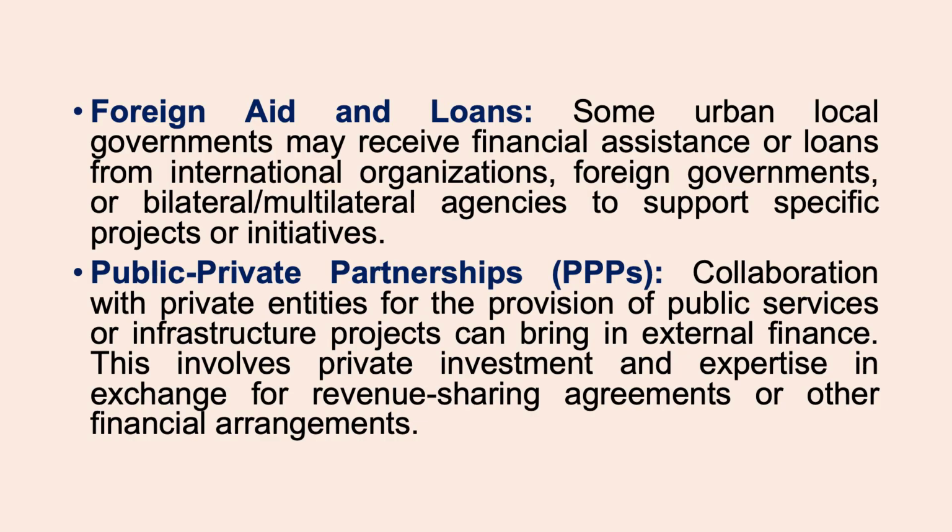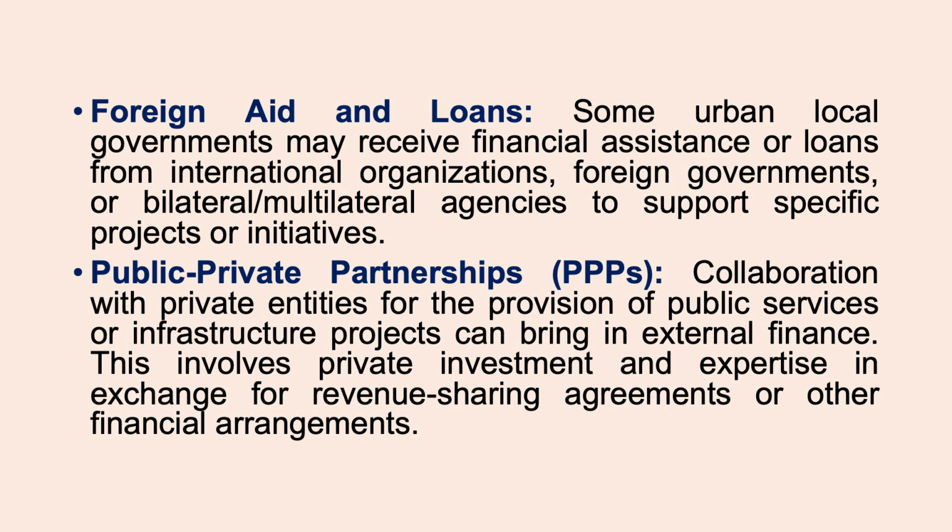Foreign aid and loans. Some urban local governments may receive financial assistance or loans from international organizations, foreign governments, or bilateral and multilateral agencies to support specific projects or initiatives. Public-private partnerships, which is popularly called the PPP model, collaboration with private entities for the provision of public services or infrastructure projects can bring in external finance. This involves private investment and expertise in exchange for revenue sharing agreements or other financial arrangements.